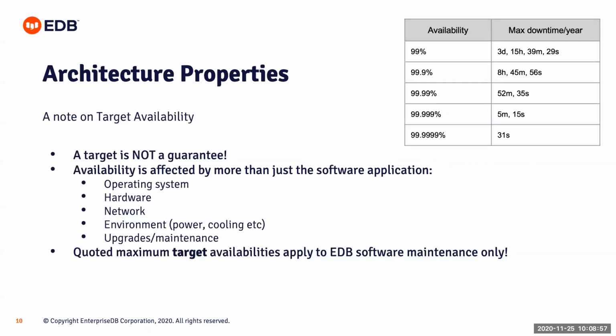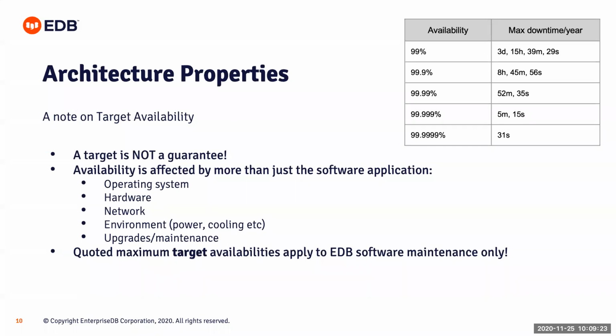So with 99%, you are allowed to be unavailable for 3 days and 15 hours, as opposed to 6 nines at the bottom, where within a year you don't meet your required uptime if you have more than 31 seconds of downtime during that year.